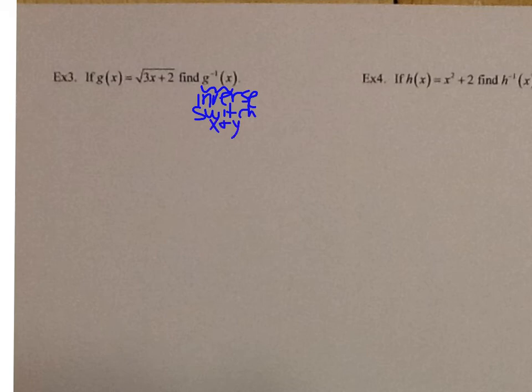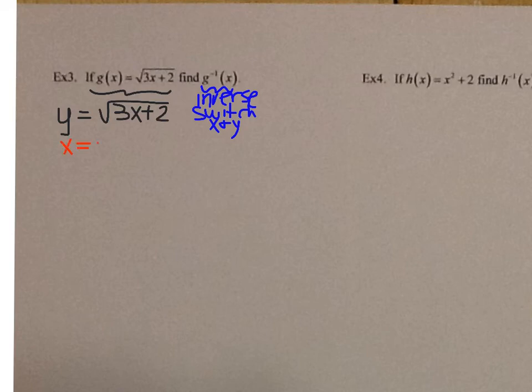Just keep writing this down. I think the more you write things, the more likely you guys are going to be to remember it. All right, so I'm first going to write this without the g of x. I'm going to write it as y equals square root of 3x plus 2. Now I'm going to switch x and y, so I get x equals the square root of 3y plus 2. Now notice the plus 2. That is under the radical, so you can't subtract it yet. You actually have to get rid of the radical first.